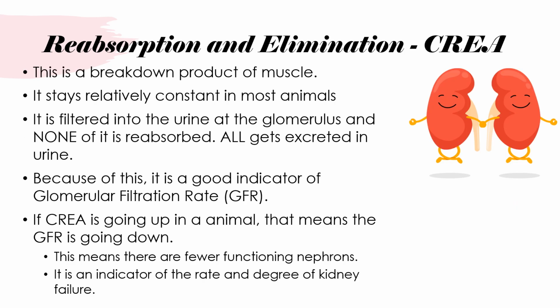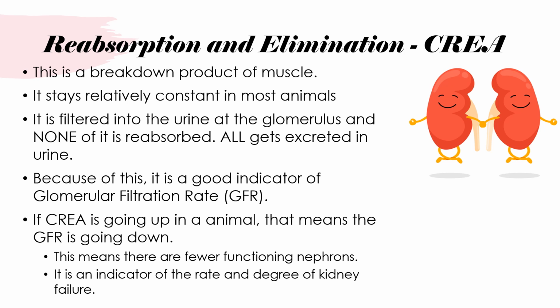Now we have this thing called creatinine, or we can shorthand it with CREA. Creatinine is the breakdown product of muscle. It stays relatively constant in most animals. It is filtered into urine at the glomerulus, and none of it is reabsorbed, so it all gets urinated out. Because of this, it's a good indicator of glomerular filtration rate. So if our creatinine is going up in an animal, that means that the GFR is going down.